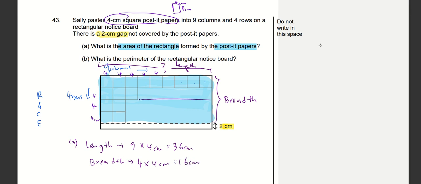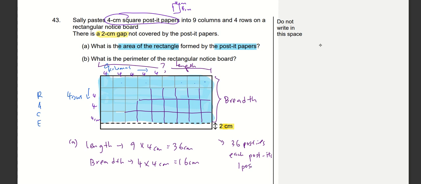In other words, I can just draw this in and count how many squares there are. That's also the alternative method. Altogether there are 36 post-its. I'm doing the alternative at the same time, but you only need to do one method. In an exam, you just do one method to check. So one post-it area will be 4 times 4, 16 square centimeter.